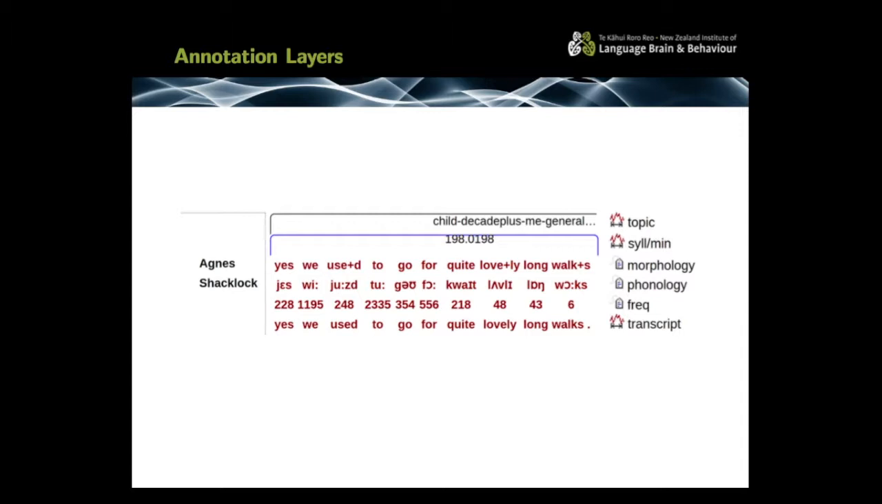Now here's a picture of a part of a transcript with different layers of annotation added. You can see at the bottom there are some words which make up the original transcript as it was typed into Transcriber in this case. Above each word you can see that there's a number, and that is the frequency layer. That's the number of times that that word appears in this particular corpus.